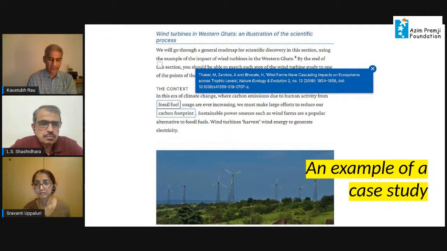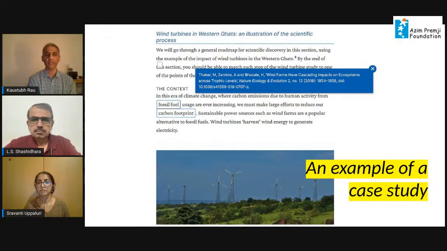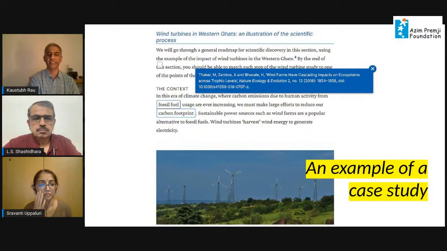Another aspect that we've chosen to work with is that of the case study. We've tried to use examples wherever possible. And so this is an example from the chapter on Western Ghats, where there was a case study of whether windmills affect organisms in their vicinity. And so this is a case study of bird predation on lizards and how windmills may or may not affect it.